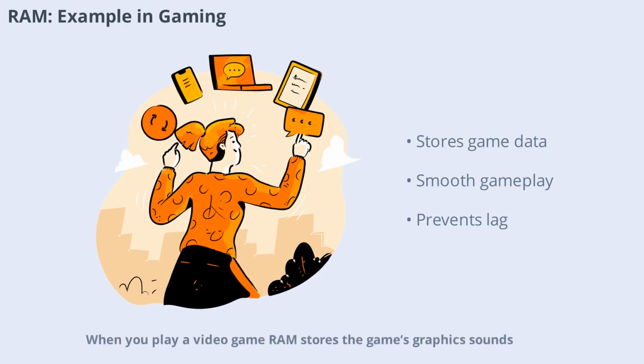When you play a video game, RAM stores the game's graphics, sounds, and progress while you're playing. This allows the game to run smoothly and respond instantly to your actions. If your computer doesn't have enough RAM, games may lag or crash.